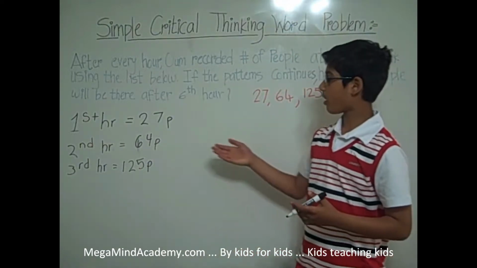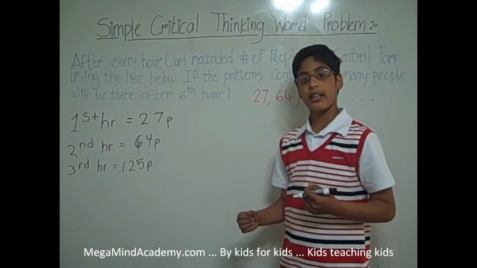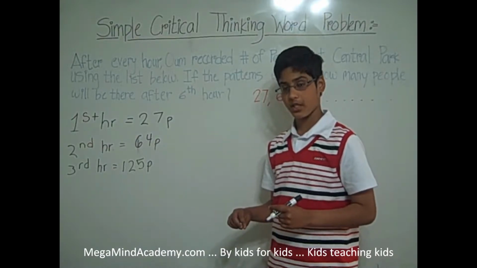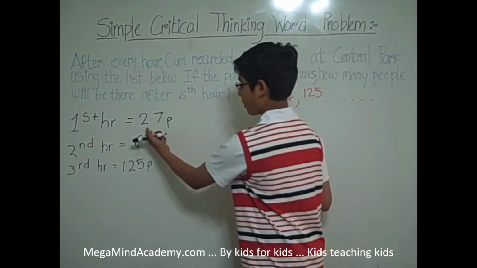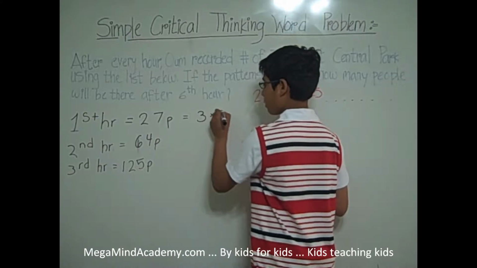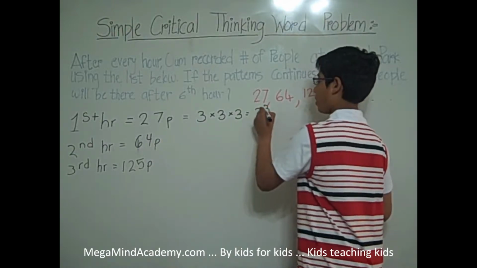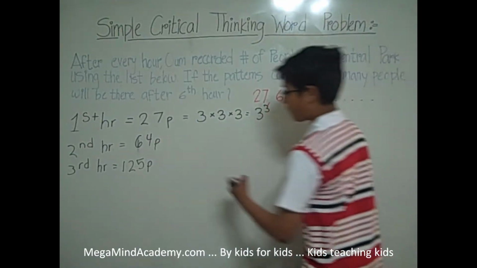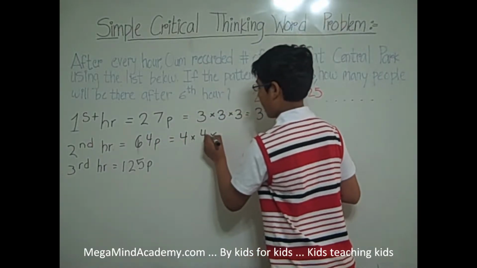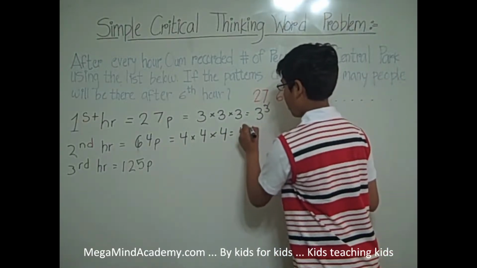Now, we can observe one thing that all these numbers have in common. They are all cubic numbers, which means that 27 is equal to 3 times 3 times 3, which is equal to 3 raised to the power of 3. 64 is equal to 4 times 4 times 4, which is equal to 4 raised to the power of 3.